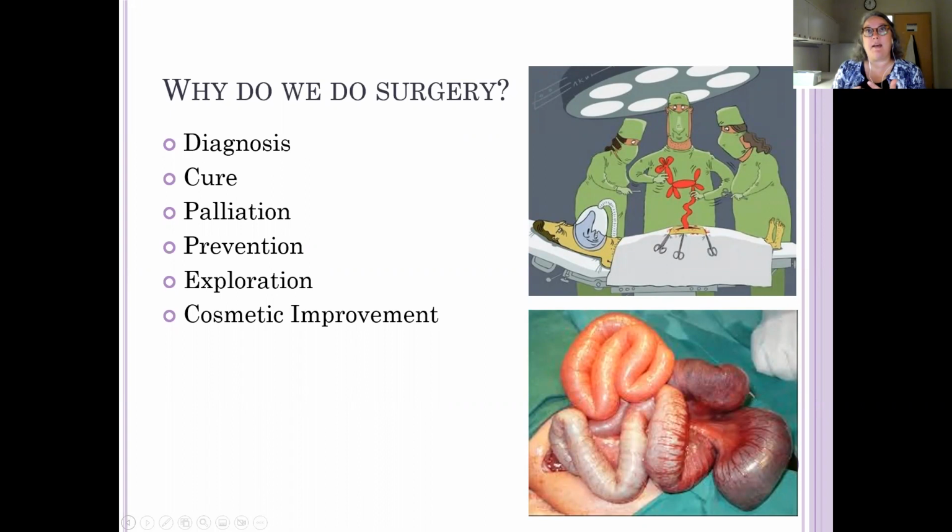There are diagnostics that happen in general procedural areas, colonoscopies, like I said. Perhaps somebody needs to have a tumor removed to be able to do biopsy and lab studies on that to see what's going on with that particular tumor. And then there's other diagnostics as well.